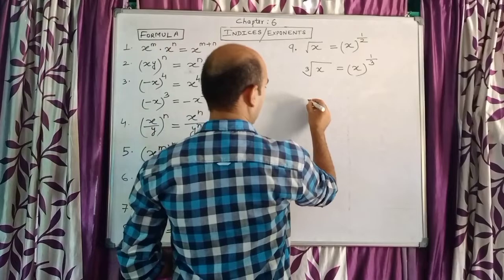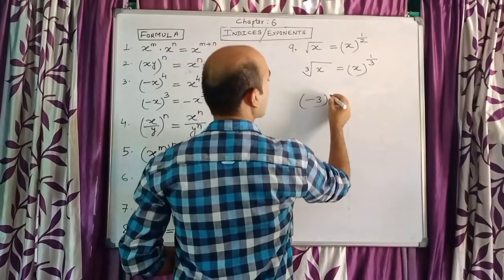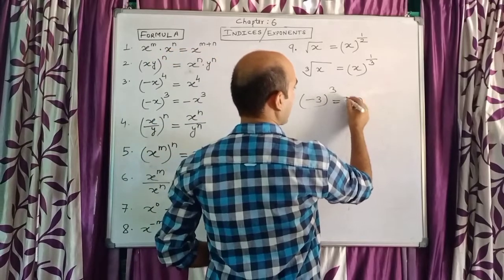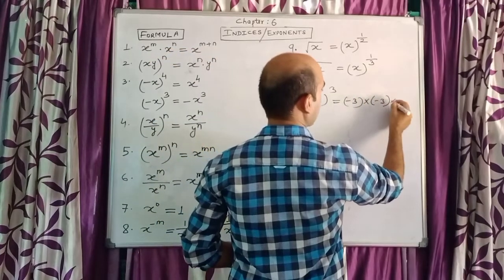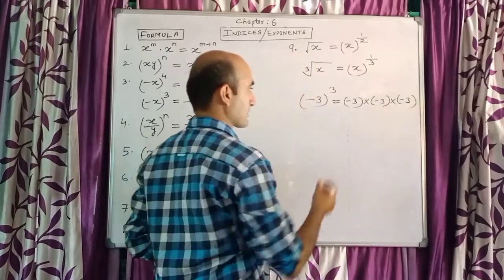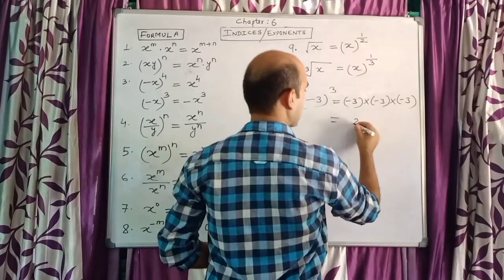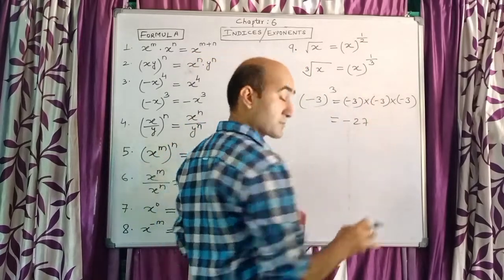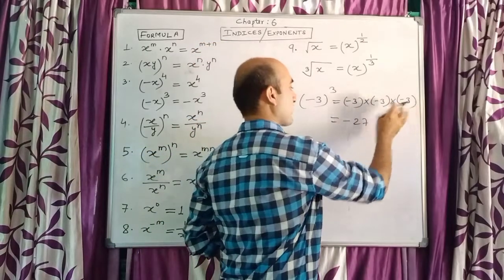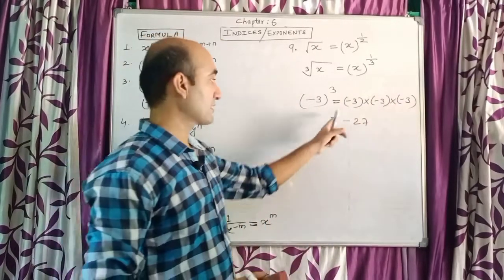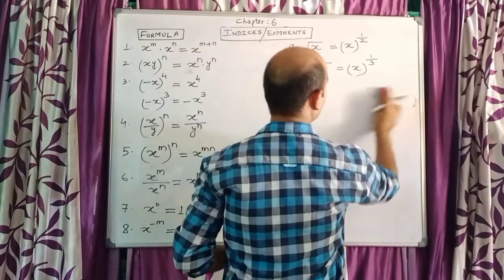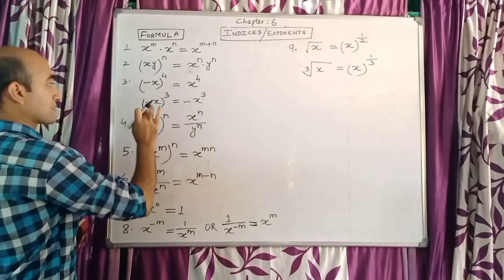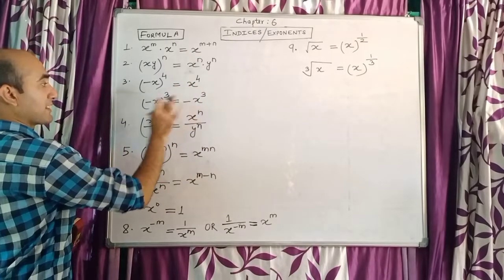But in case of odd, suppose minus 3 to the power 3, that means it is an odd power. So the meaning of this is minus 3 we need to multiply 3 times. Power 3 means 3 times. Now 3 threes are 9, 9 threes are 27, but the minus will still exist. How? Minus into minus is plus, but plus into minus is minus. That means the minus still exists. So same thing I wrote here, children. For even power, the minus vanishes, but for odd power, the minus still exists.